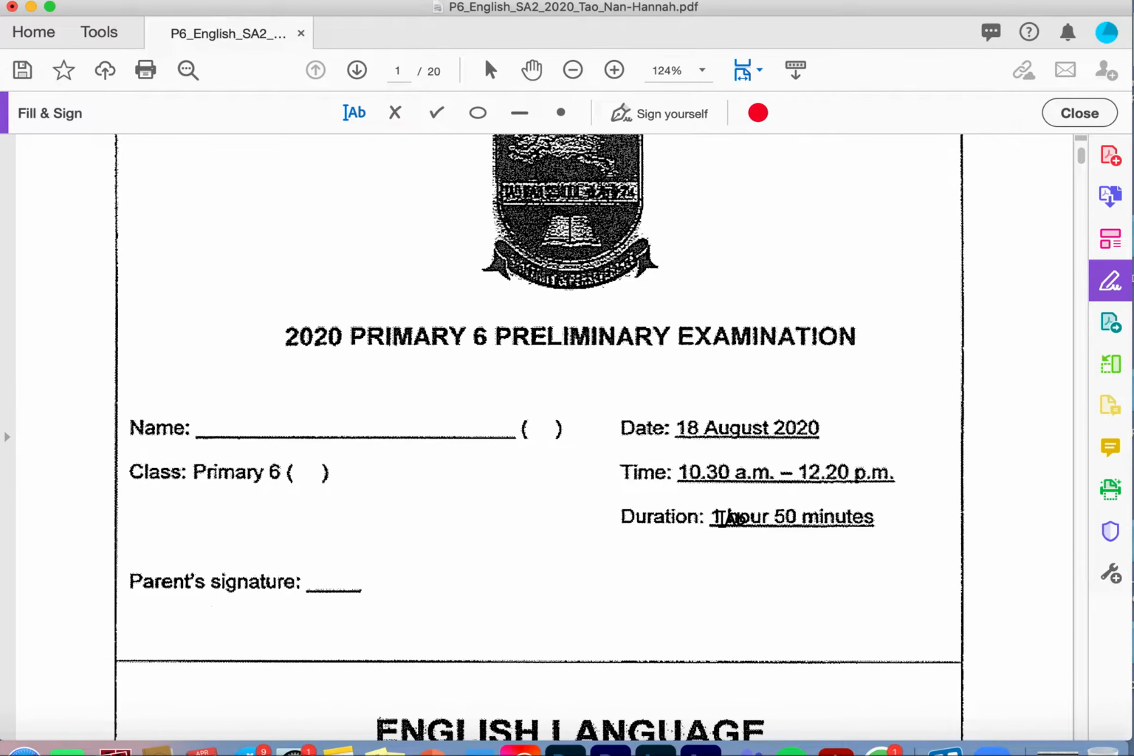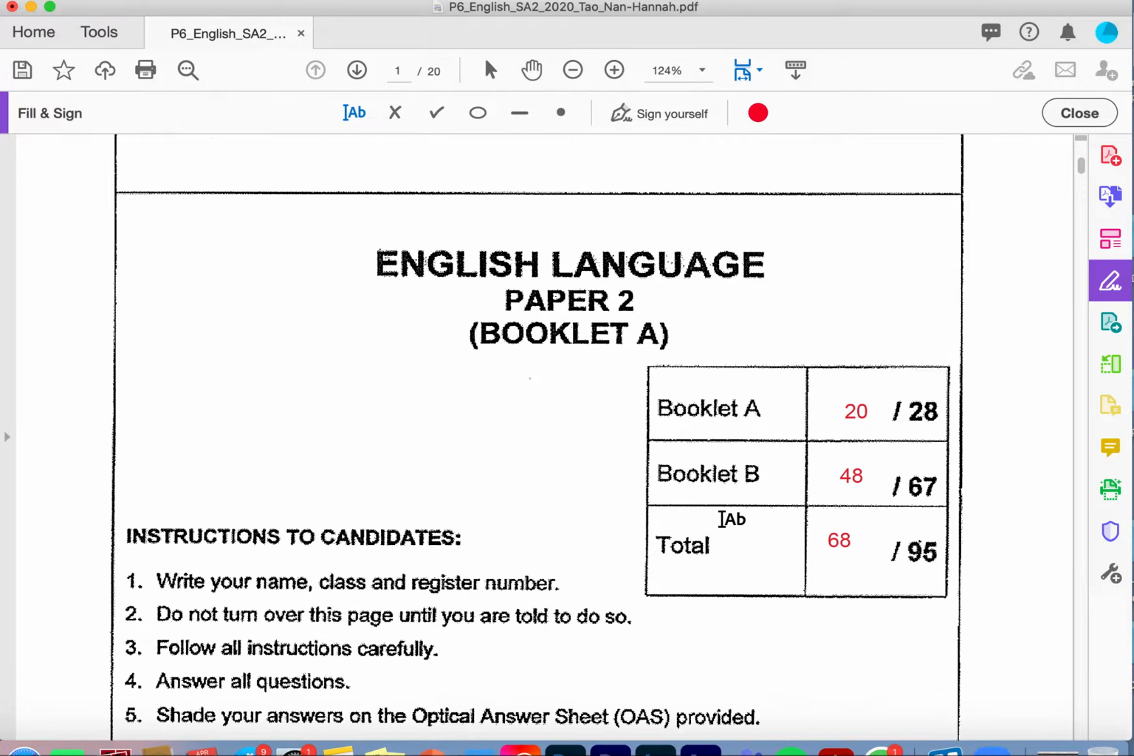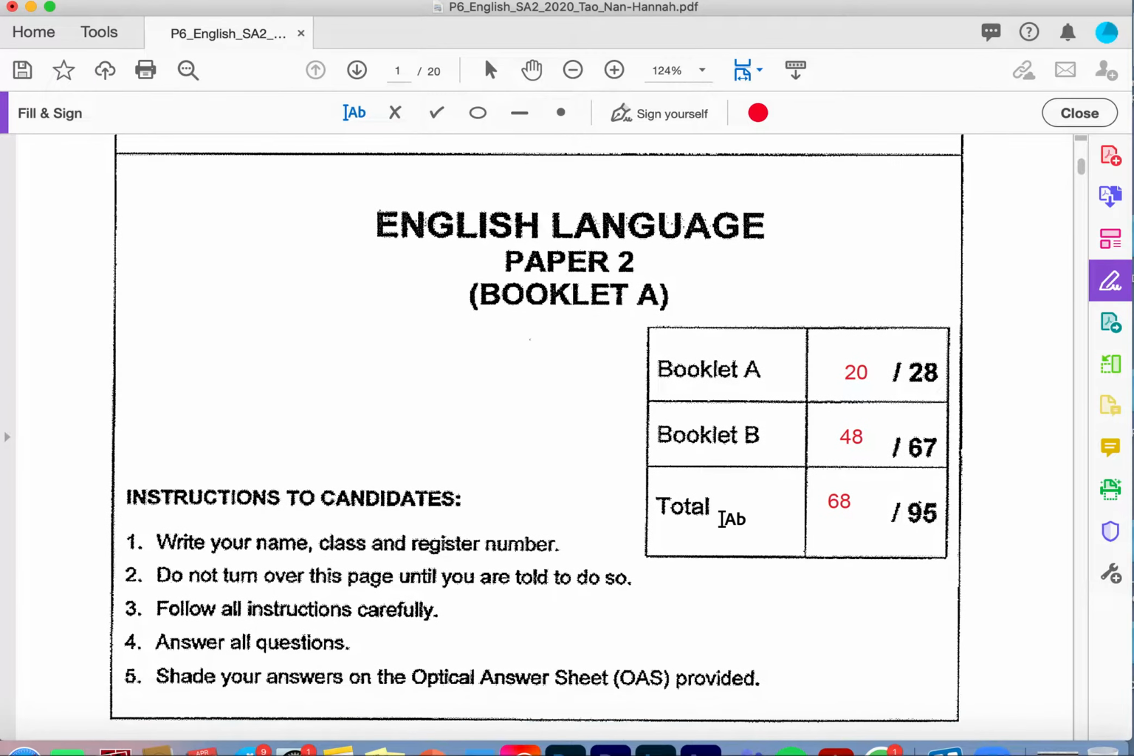Going through the P6 Tao Nan paper. This is the English Language Paper 2, Booklet A. Before we start, I always think it's very important to set some goals for yourself. For Booklet A, because this is mostly MCQ, try your very best to aim for 20 out of 28. I know it's very high, but this is so you can fall back on these marks in case Booklet B is very difficult.